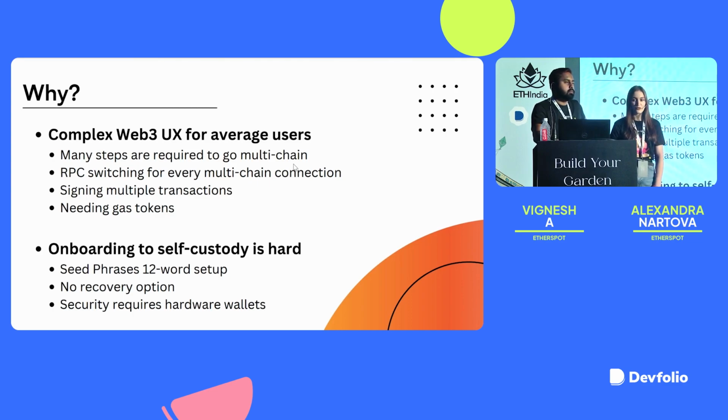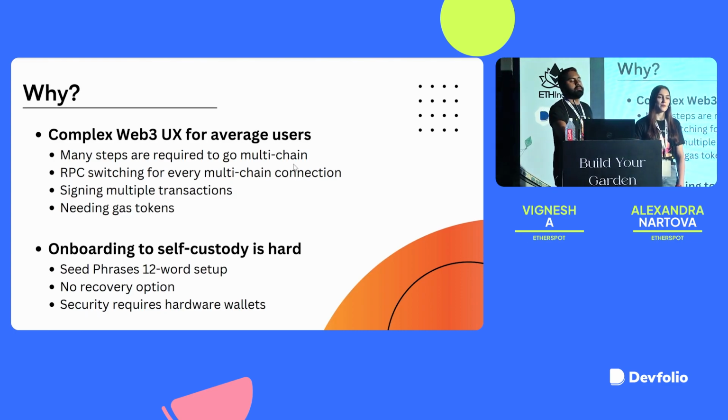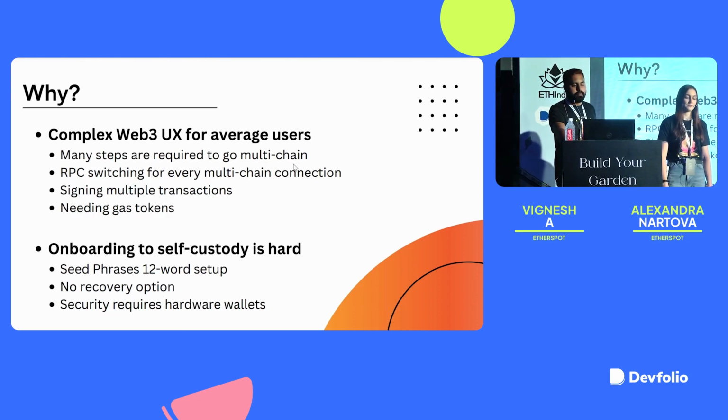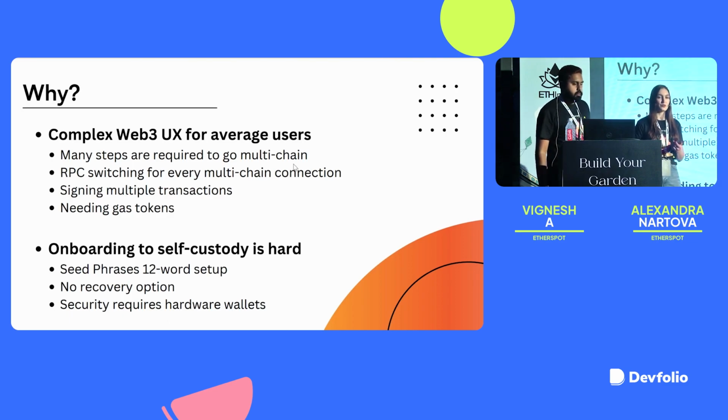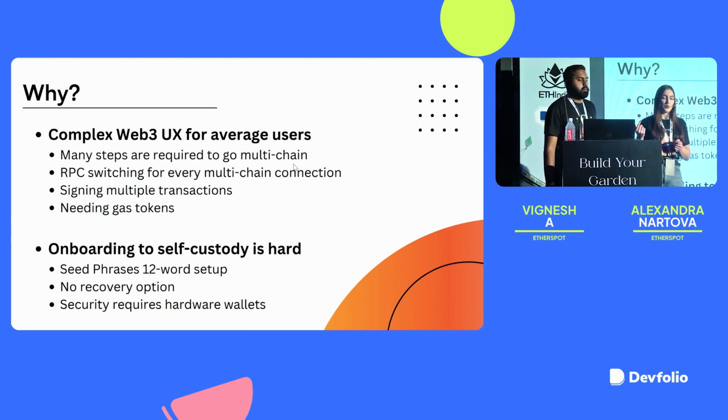Why did we decide to create Etherspot? Well, obviously we faced some issues that we would like to be able to solve. For example, the complex Web3 user experience for average users. Let's imagine that you are an average crypto user and you want to take part in some staking program, let's say, of KlimaDAO. And it requires you to stake Klima tokens, which are based on Polygon. But you currently have only tokens on Gnosis chain. So what options do you have?